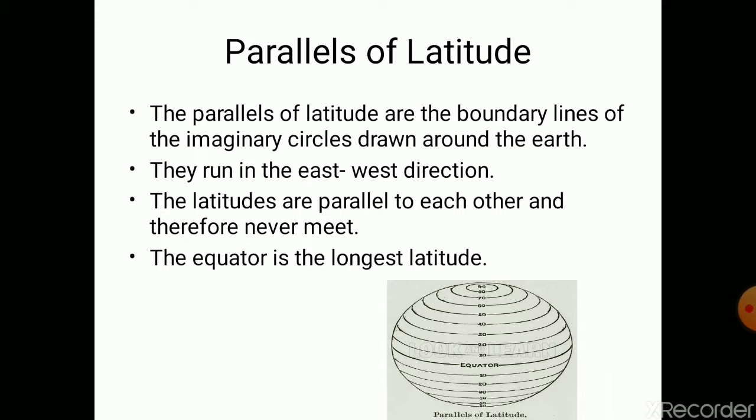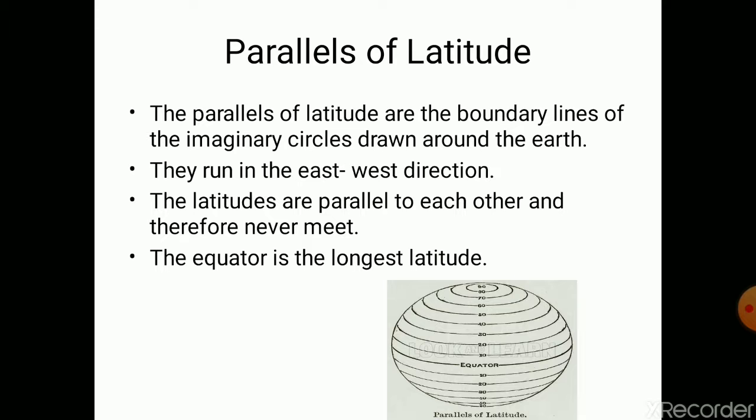Now, what are the important properties of parallels of latitude? The parallels of latitude are the boundary lines of imaginary circles that are drawn around the Earth. Look at the globe. Can you see some lines that run in the east-west direction? The circles that run from east to west are called the parallels of latitudes. Yes, these parallels of latitudes run in the east-west direction.